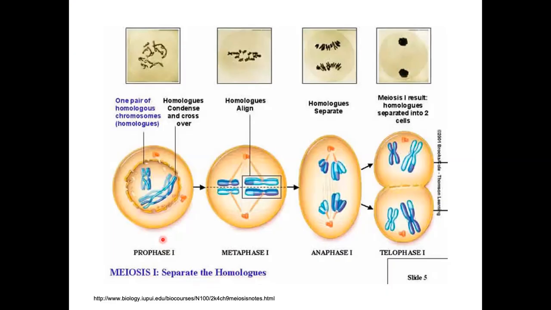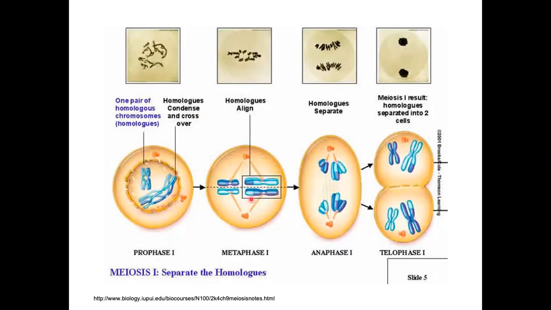Prophase 1 is these guys condense, and it shows one pair of homologous chromosomes, and then another pair of homologous chromosomes. And then you get crossing over of gene traits. Okay. Metaphase 1, these guys align. So your homologs align, right?